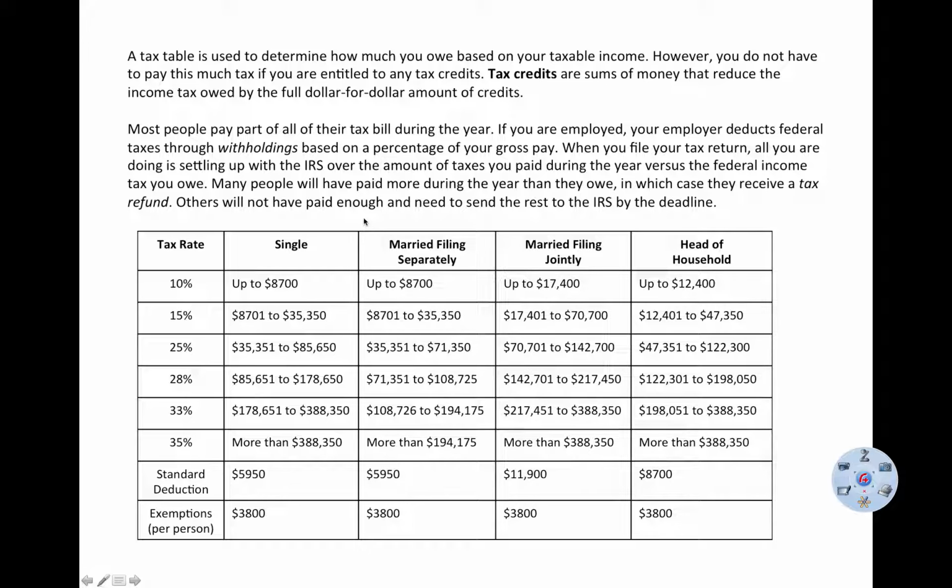So this table shows the 2012 tax rates, standard deductions, and exemptions for the 4 filing status categories. So let's see what our filing status categories are. We've got single, married filing separately, married filing jointly, head of household.